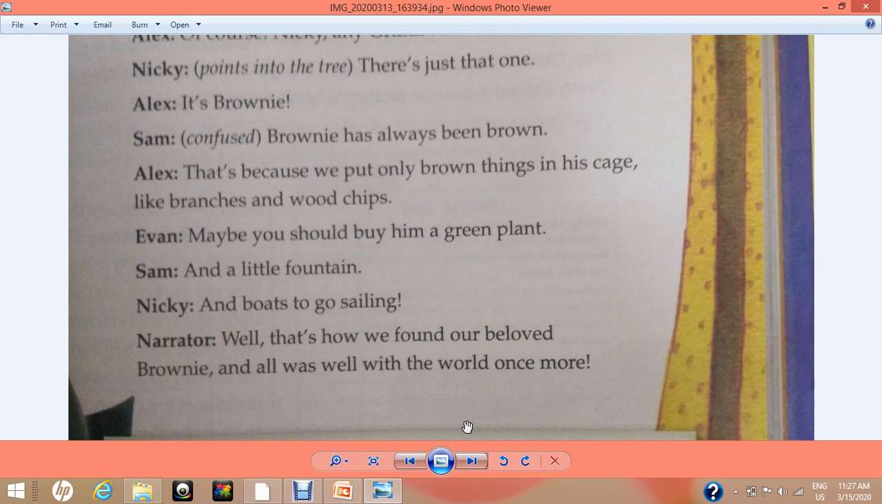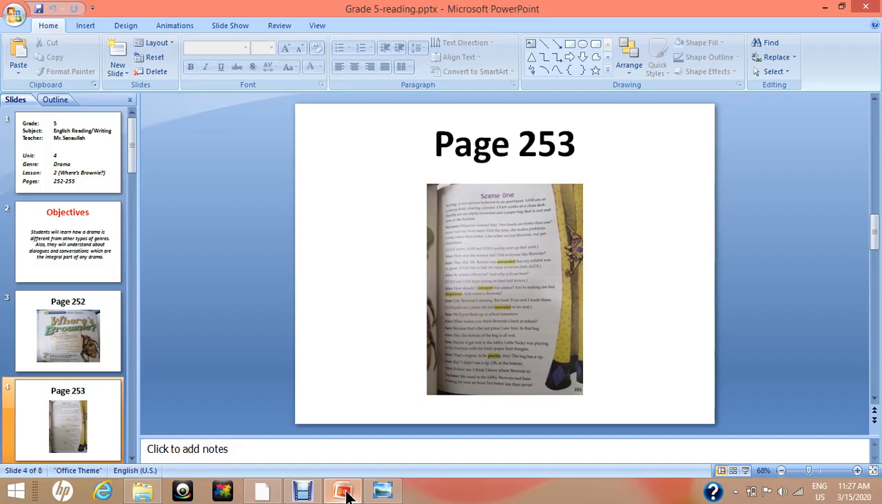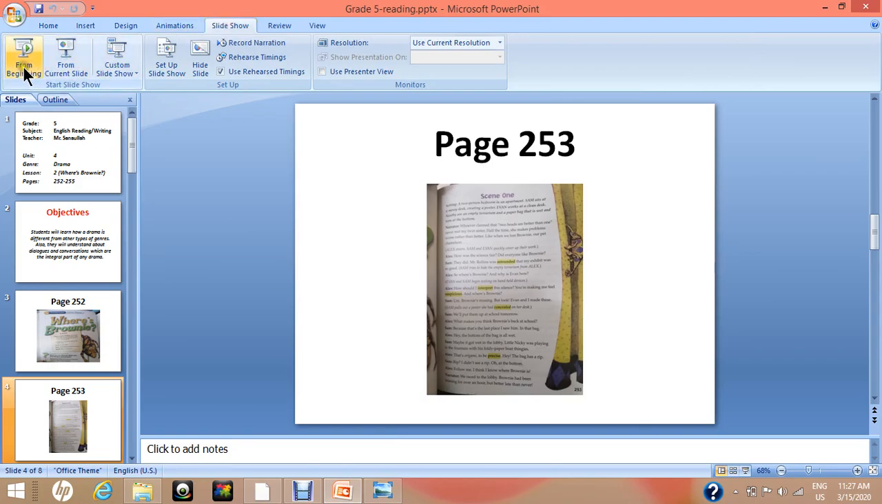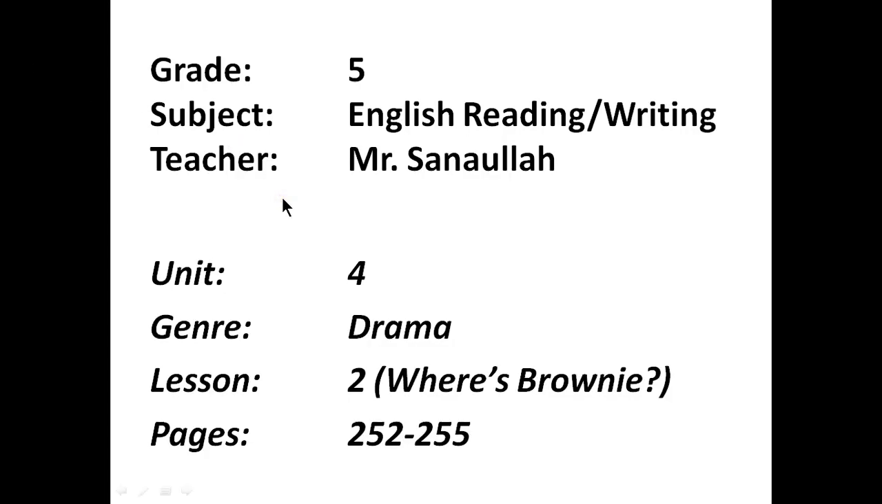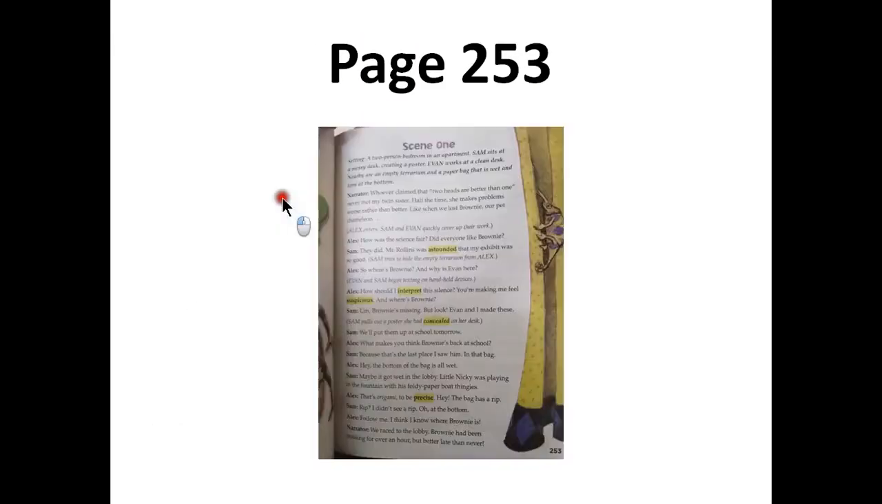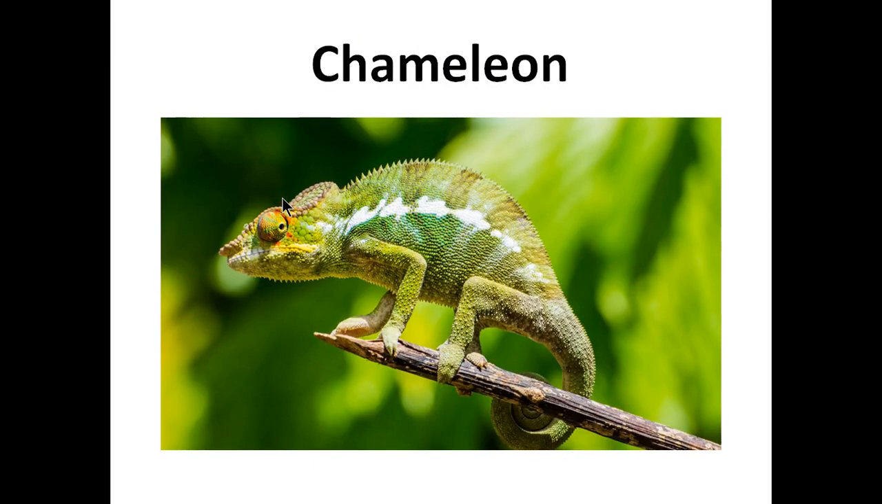My dear boys, here we have finished our drama, in which we have the characters with the names of Sam, Alex, Ewan, Nick, Nikki, and also narrator. They all are talking about one animal that belonged to them, but it has escaped. Now they are searching where Brownie has gone. It is a very interesting lesson, so you can make some characters in companionship with your siblings to get a better understanding of the drama. This is a chameleon.